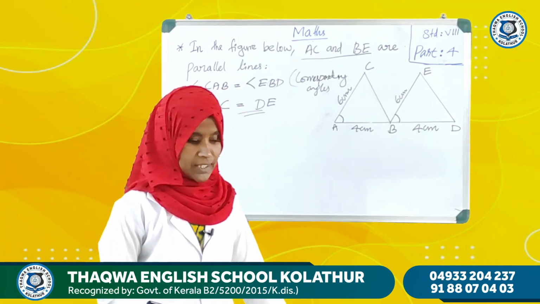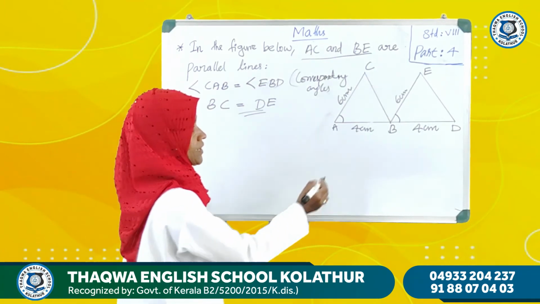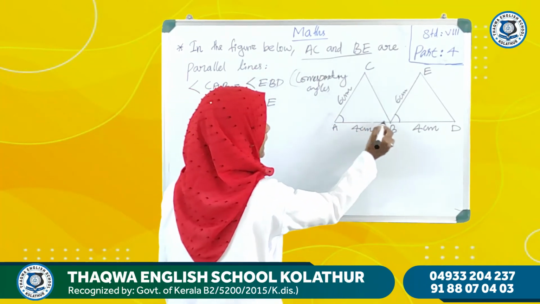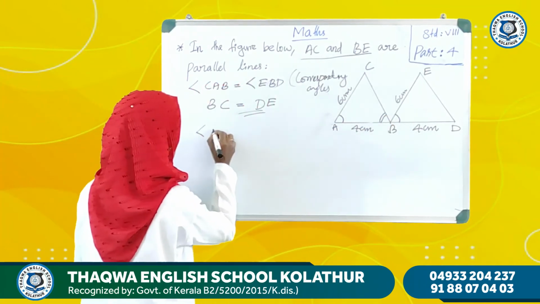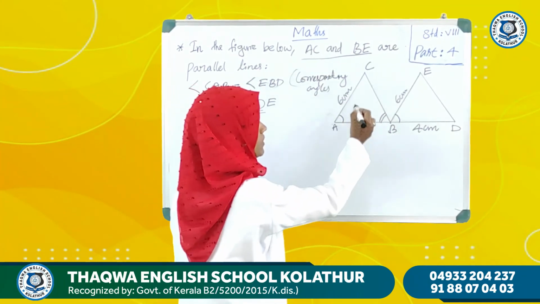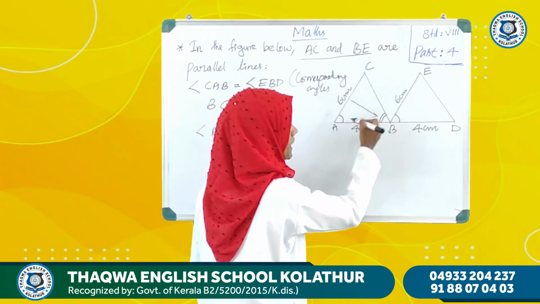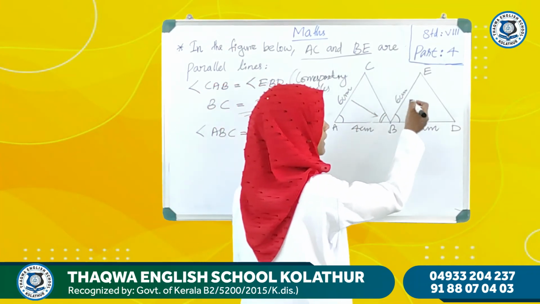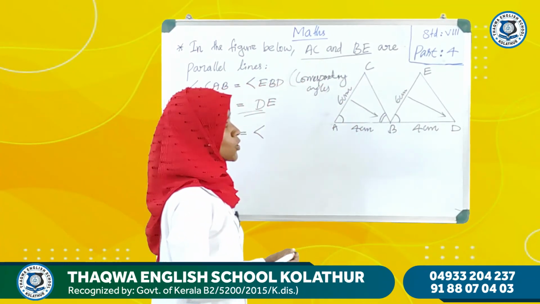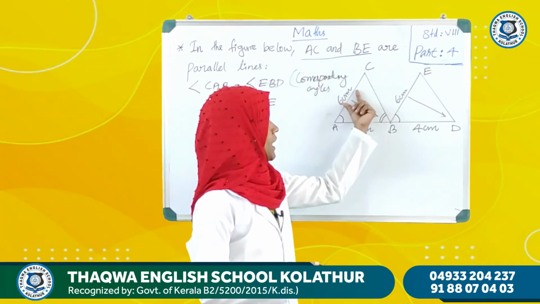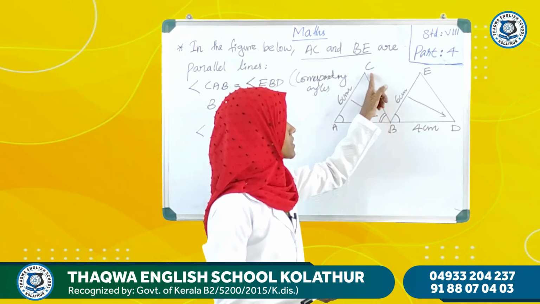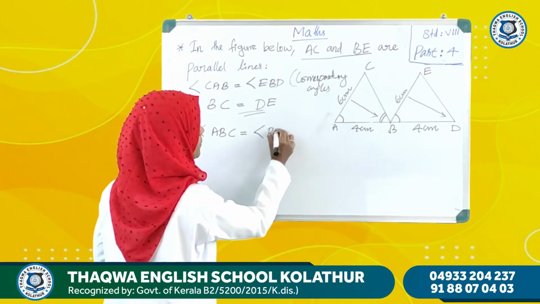Next, second part. What is the second part? Are BC and DE parallel? From this, we can write angle ABC. Angle ABC is opposite to the side AC. Similarly, angle BDE is opposite to the side BE. AC is equal to BE. Angle ABC is equal to angle BDE.